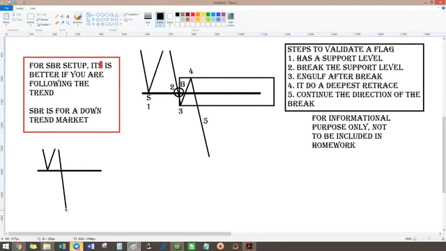Really deep break. Okay, and then stop there. It's engulf the break, and then the deepest retrace is only up to here. Okay, and then you go like that.